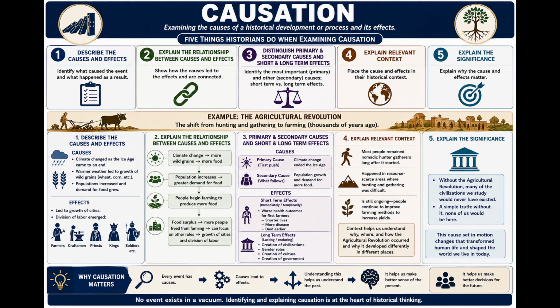So when we're talking about short-term effects of the agricultural revolution, well, the short-term one was it created worse health outcomes for the first farmers that ever existed, right? They were physically shorter than hunter-gatherers because they had less access to protein. They got sick more frequently than hunters and gatherers. They died at an earlier age than hunters and gatherers. Really bad health outcomes as a short-term effect of the agricultural revolution.